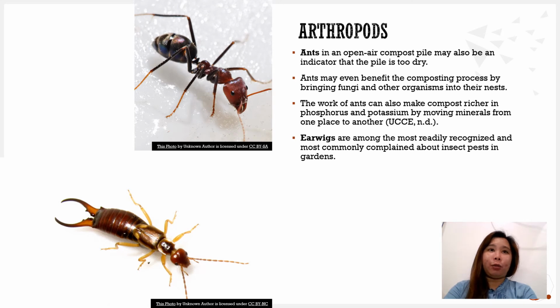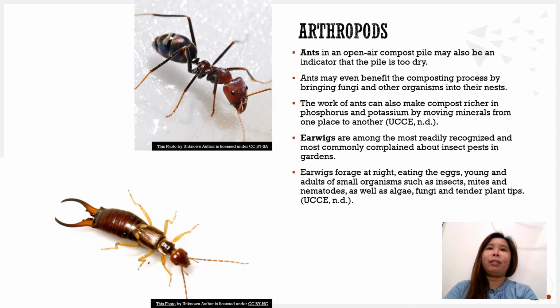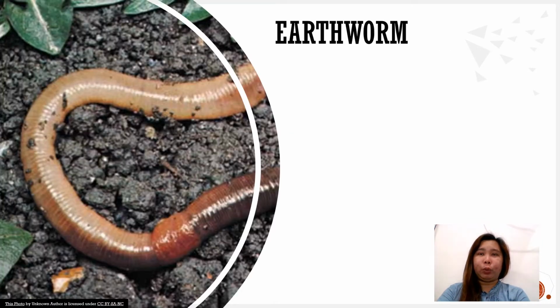We also have the earwigs. Earwigs are among the most readily recognized and most commonly complained about insect pests in gardens. Earwigs forage at night, eating the eggs, young, and adults of small organisms such as insects, mites, and nematodes, as well as algae, fungi, and other plant tissues.